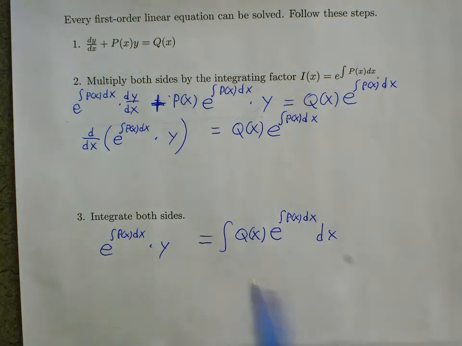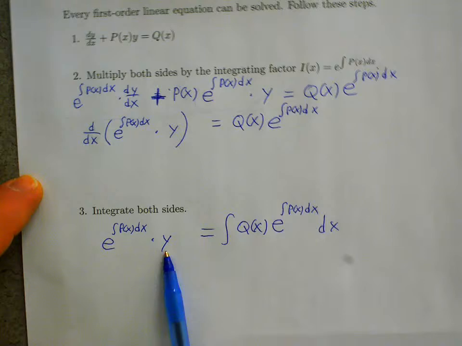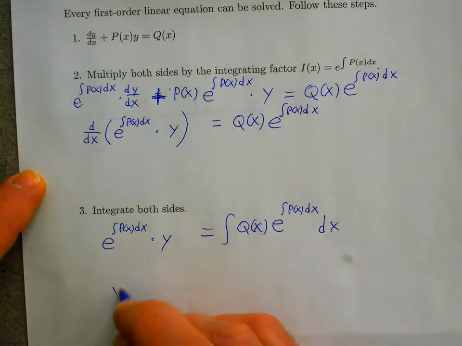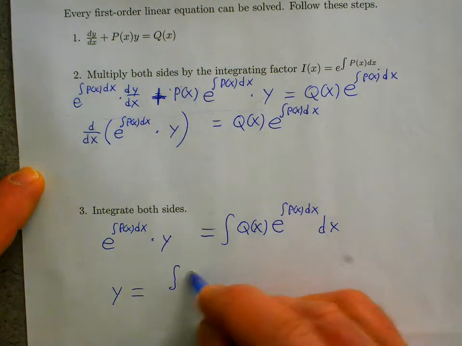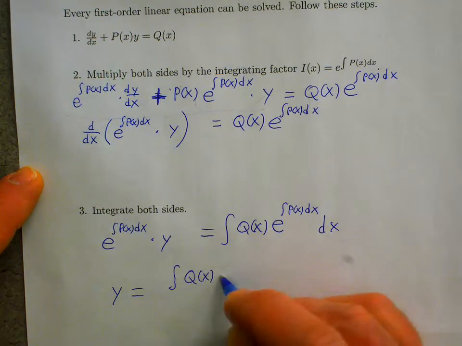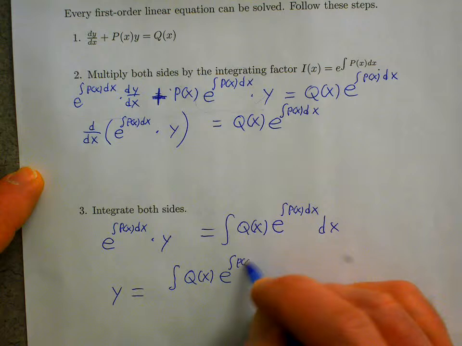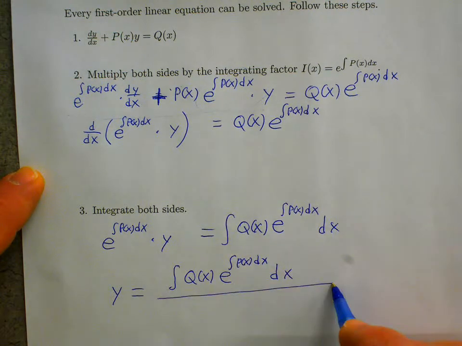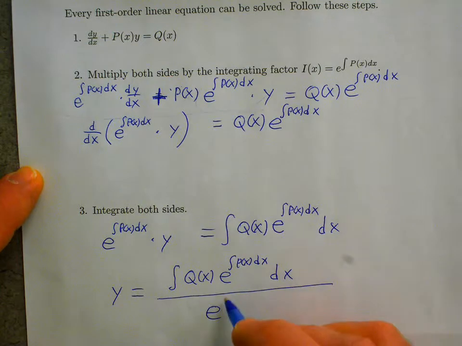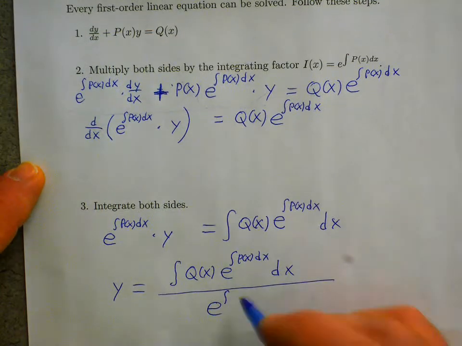So for our purposes, this is as far as we're going to take this integral. But the goal is to solve for y. So we'll go ahead and do that. We'll write y is equal to this integral of q of x times e to the integral of p of x dx. And we'll just divide that by e to the integral of p of x dx.